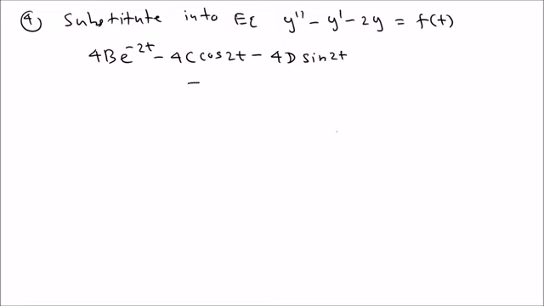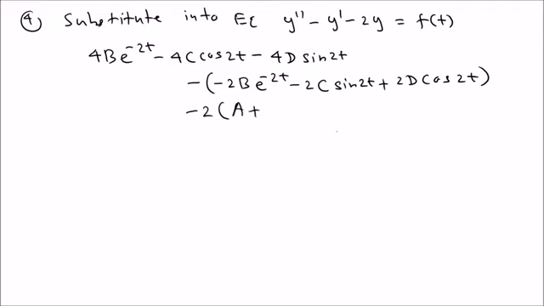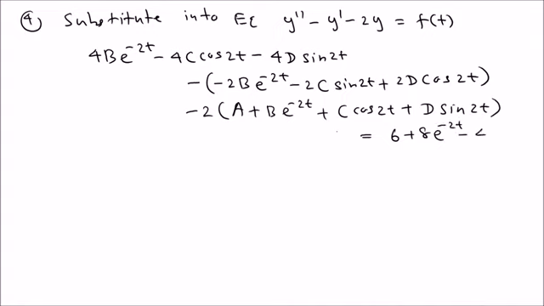Now we're going to go with the first derivative term. So minus, you're going to get negative 2b e to the negative 2t, negative 2c sine 2t plus 2d cosine 2t, and then the y term, which is negative 2 times the y term, which is a plus b e to the negative 2t plus c cosine 2t plus d sine 2t, which is equal to the f of t, which is 6 plus 8 e to the negative 2t minus 4 cosine 2t. Good. So that's the expression we get.